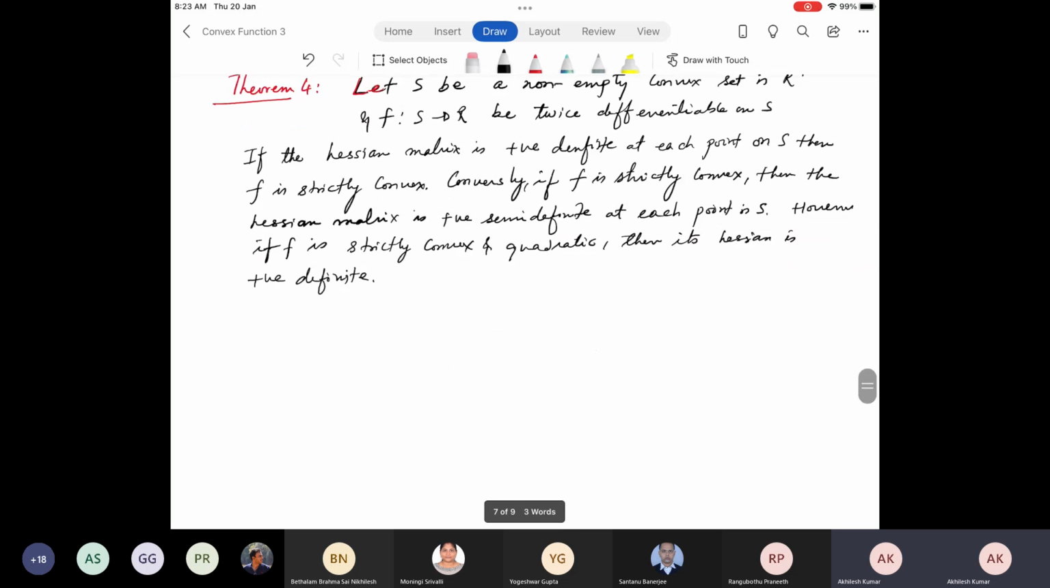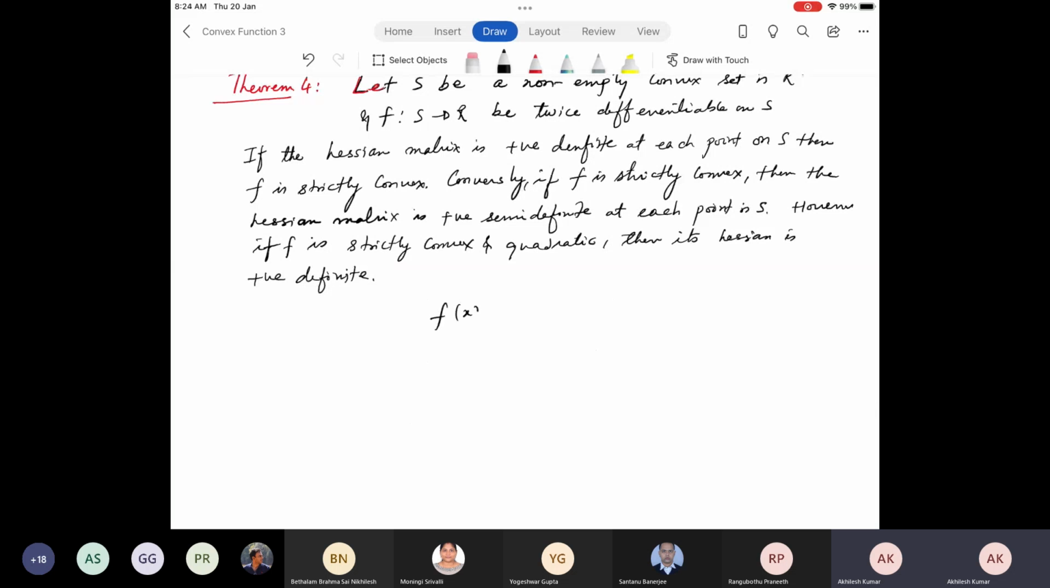So let's just look at the simple example of f(x) equals x square. So f dash x is 2x and f double dash x is 2. So it is strictly convex or convex only?